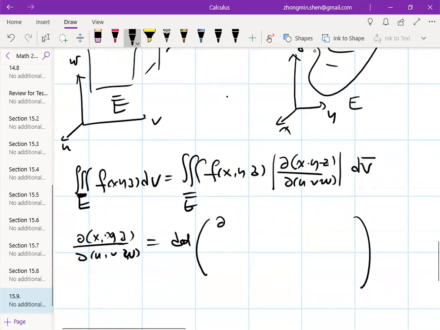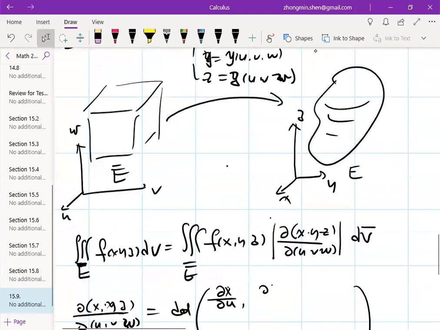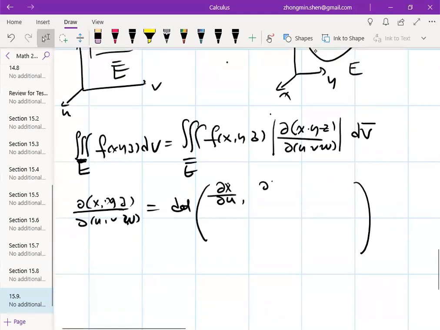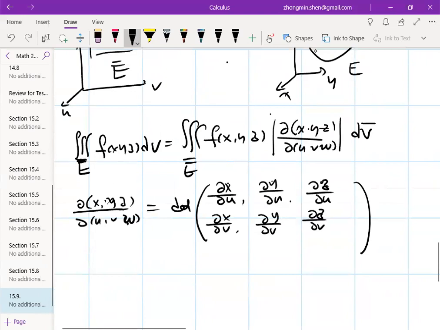Here partial derivatives: you differentiate X with respect to U, differentiate Y with respect to U, differentiate Z with respect to U, then you differentiate X with respect to V, then differentiate Y with respect to V. All possible partial derivatives. Then it's a matrix, so you have to take the determinant. It could be positive or negative, but you have to take the absolute value.